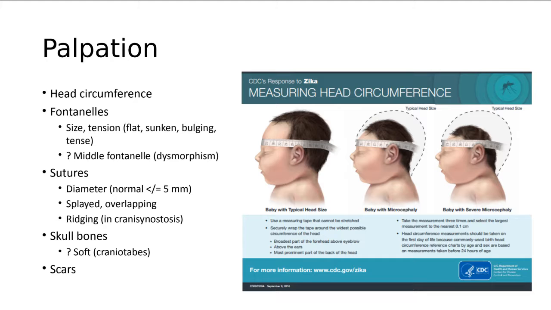We also palpate the skull bones to see if they're the normal consistency. Where we have soft skull bones, this might indicate craniotabes, which is a feature of osteogenesis imperfecta. And we also palpate any scars that may exist, particularly where there's hydrocephalus with an associated ventricular peritoneal shunt.